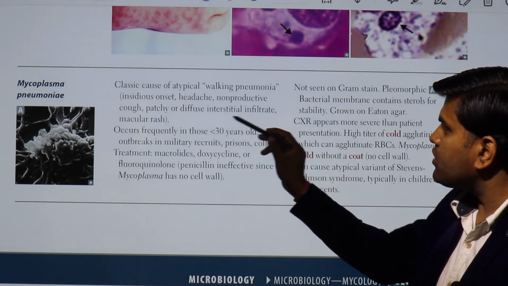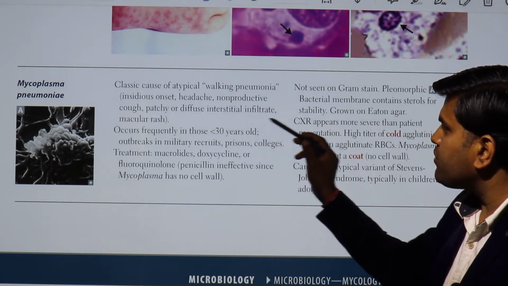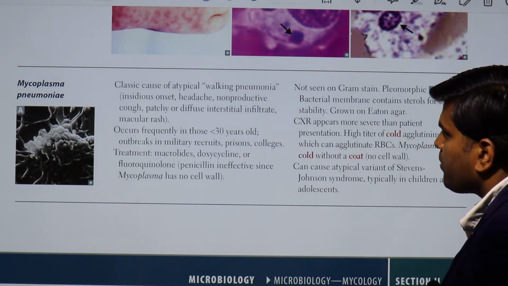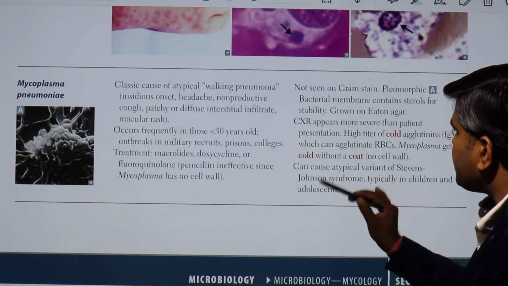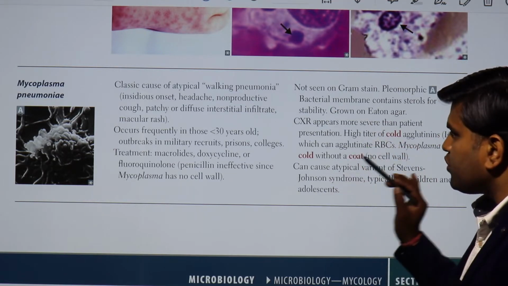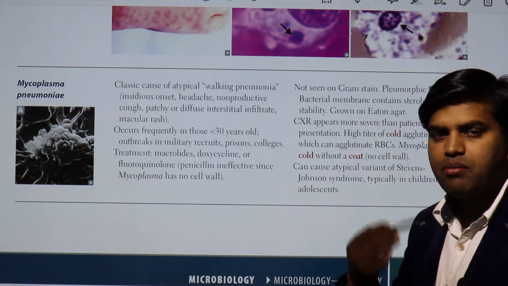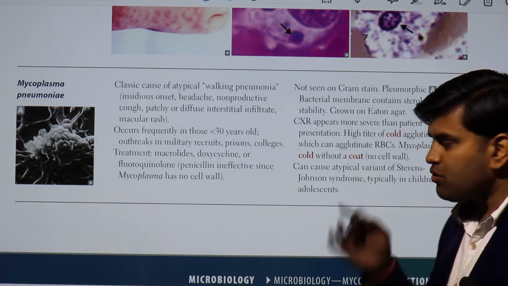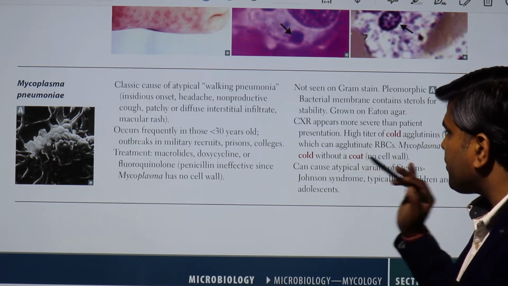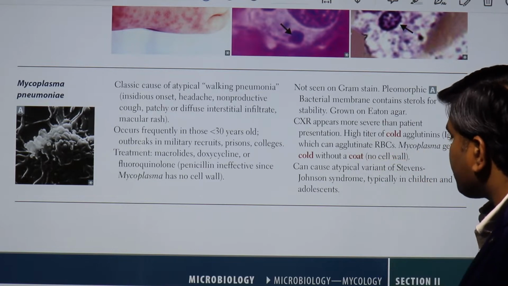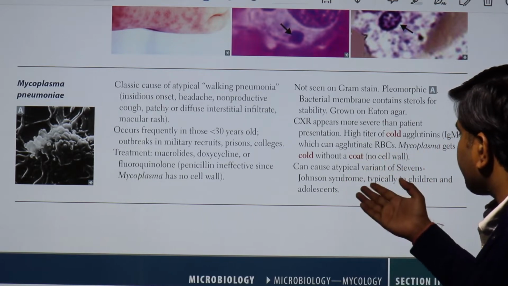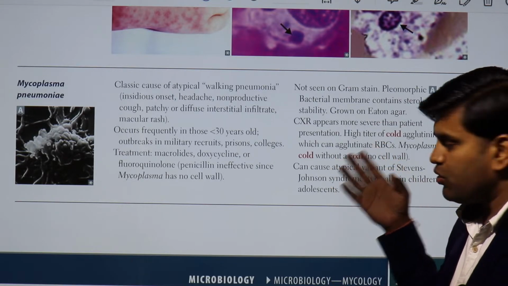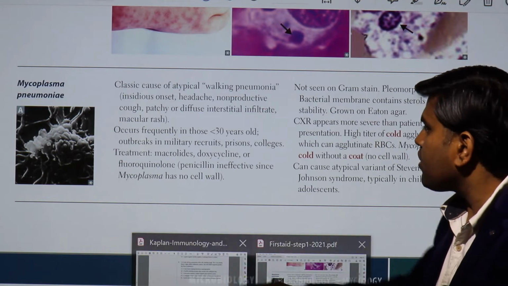They cause insidious onset, headache, non-productive cough, patchy or diffuse interstitial infiltrates, and a macular rash, occurring frequently in people around 30 years old, with outbreaks in military recruits. One of the main features of this organism is that they cause the hacking cough because of the toxin. They damage our cilia, that causes necrosis, and that leads to the hacking cough. So if there is a dry and hacking cough, you should remember Mycoplasma pneumoniae. They can also lead to Stevens-Johnson syndrome, and typically in children and adolescents they have cold agglutinins positive, you know that.